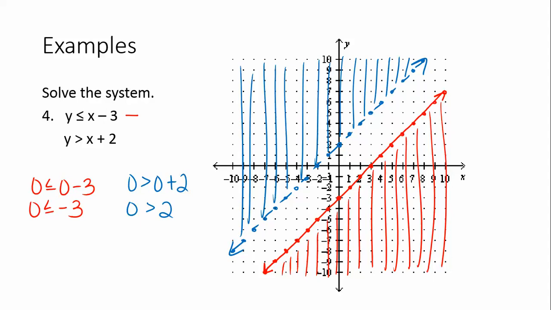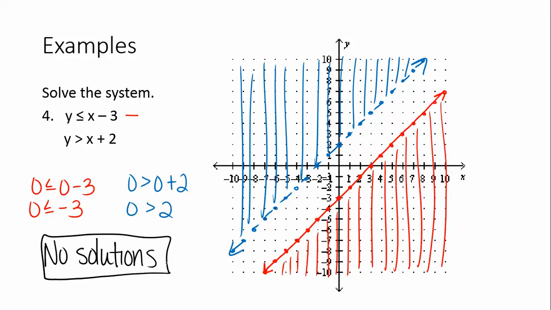And our answer is where the shading overlaps. And hopefully here you can recognize that the shading does not overlap anywhere. So we have no solution, or no solutions. That means that there is no ordered pair that you could plug into both inequalities to solve them. And you may have recognized that these lines are parallel.